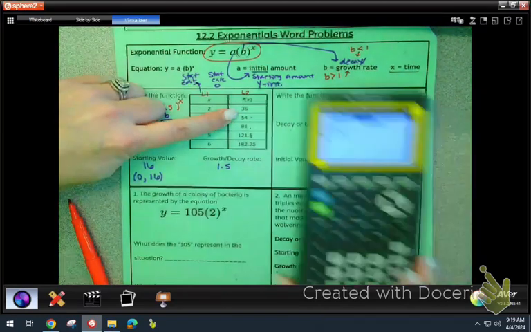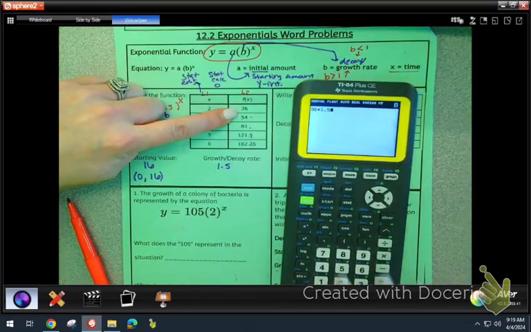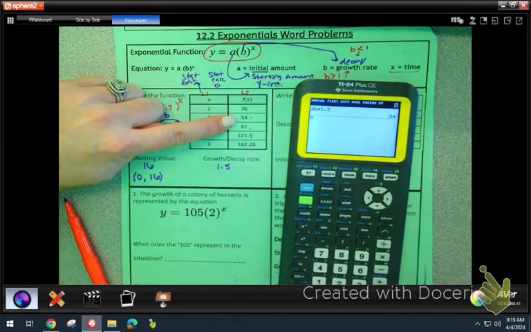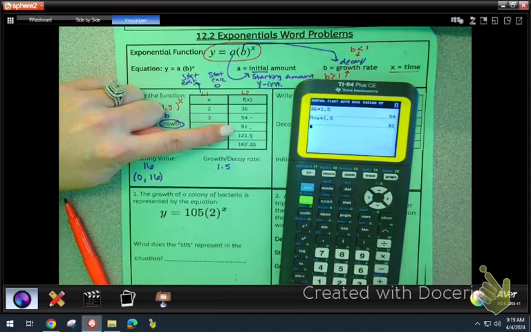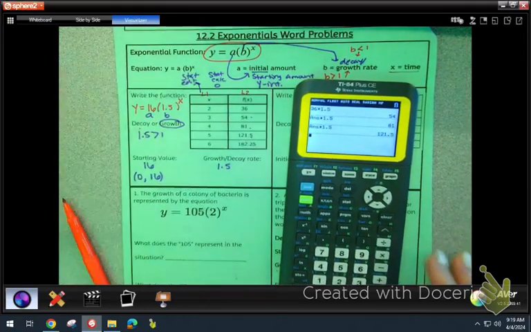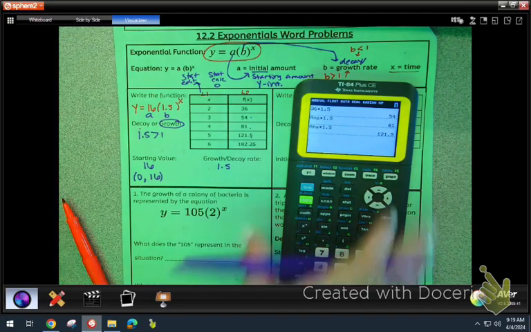Watch. 36 times 1.5. What do you think it's going to be? Should be 54. Times 1.5 should be 81. Times 1.5 should be 121.5. So that's how I can confirm that's the pattern. I'm multiplying by that B value every single time. So what's the second equation?